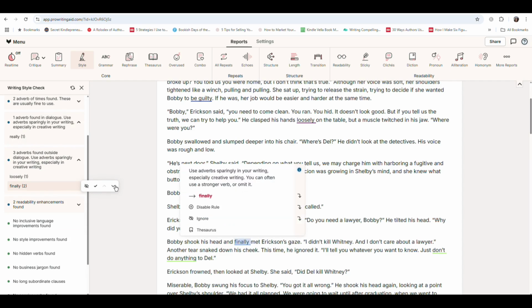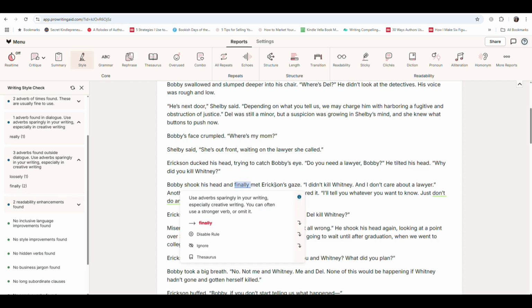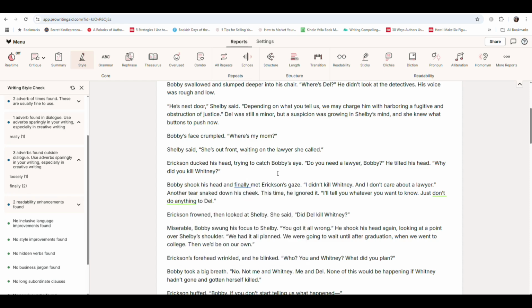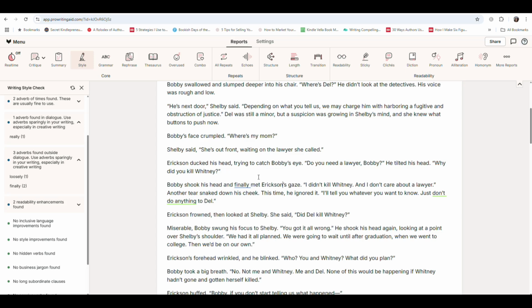Another one they have here, 2 finallys. Now, finally is one that it's very easy to fall into a trap of using too many times. So I make sure when I use the word finally, I really, really mean it. Bobby shook his head and finally met Erickson's gaze. Now, he's kept his eyes on the table. Bobby has kept his eyes on the table for most of this interview. So I wanted to use that to indicate that this, "Do you need a lawyer, Bobby? Why did you kill Whitney?" was the thing that made him meet the detective's eyes. So I chose to keep that in.